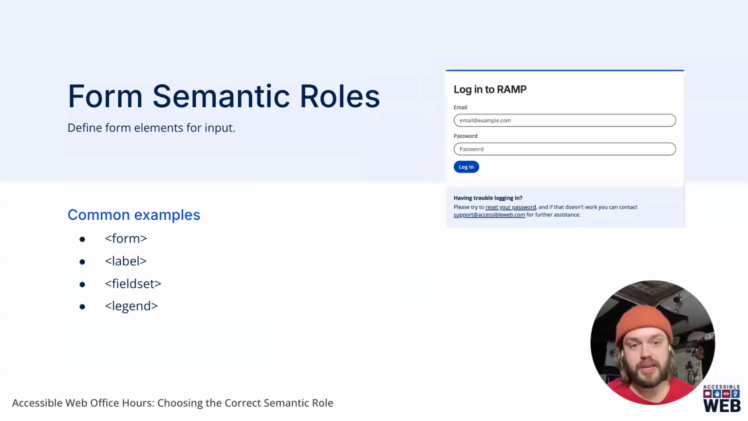Form semantic roles make input elements more accessible. Here are a few commonly used roles. The form element groups form controls for user input. The label associates text with form controls for easier understanding. Fieldset groups related inputs for better structure. Legend provides a title for form groups.